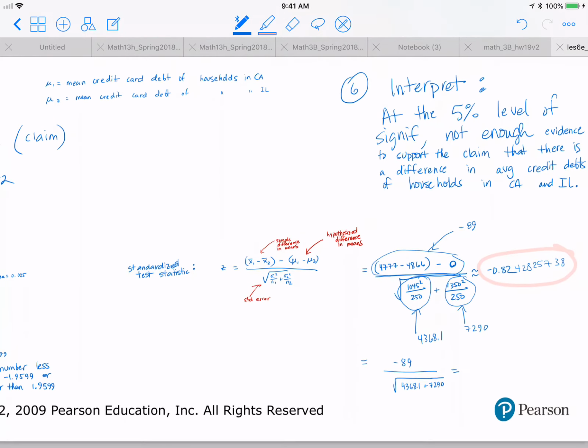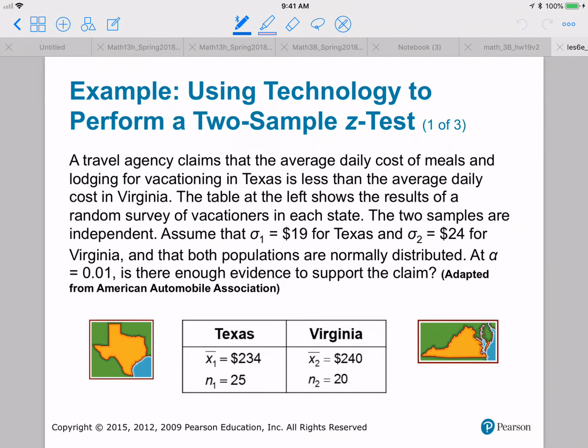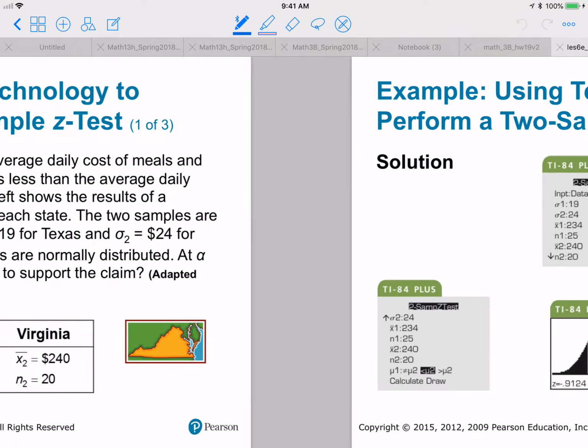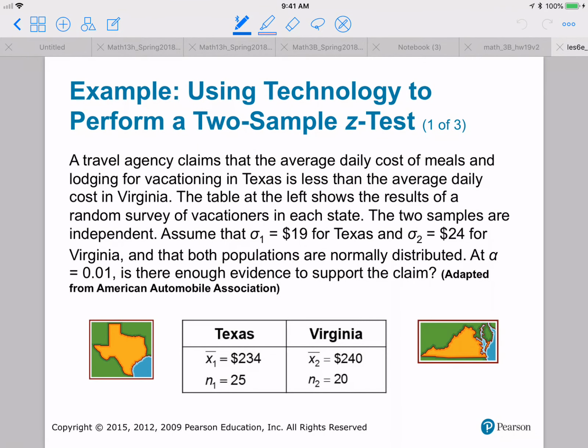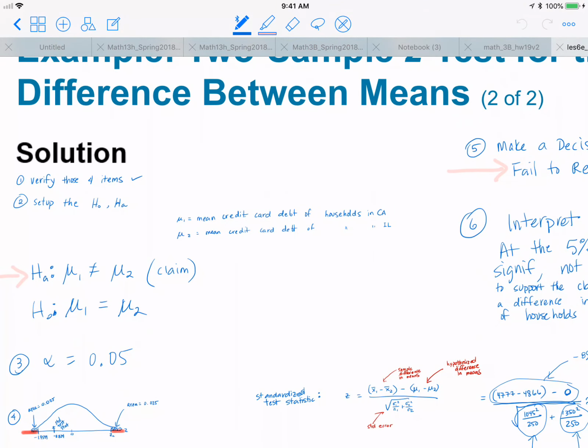Okay, all right. So now let's do another example here. In this second example, we're going to use technology to perform a 2-sample z-test. And I'll give you a moment to read the problem. Since the steps are very similar, I'm going to skip number 1, which is verifying the requirements.